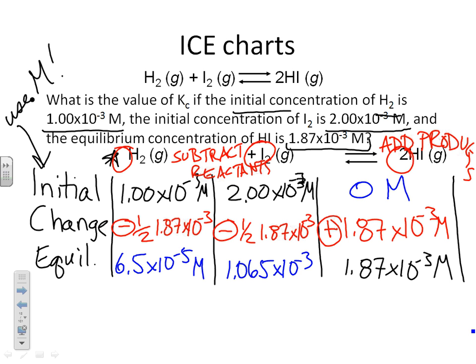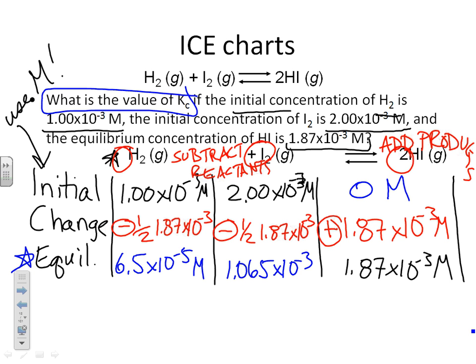You have now filled in your ice chart. You always need to fill in your ice chart completely, and we've done that. That's good, but now we have to go back to what the actual question is. What is the value of Kc? Kc values are based on equilibrium concentrations, which is what we figured out in the final line of our ice chart. So what we do now is we take the equilibrium expression, which explains how the equilibrium concentrations affect the equilibrium constant, and we're going to plug in.